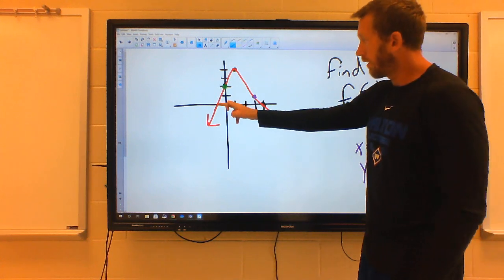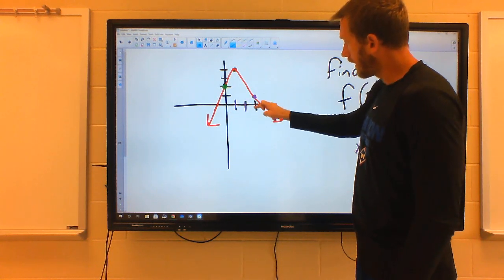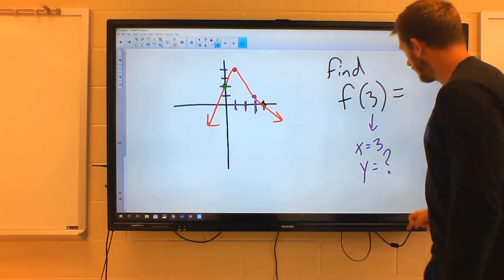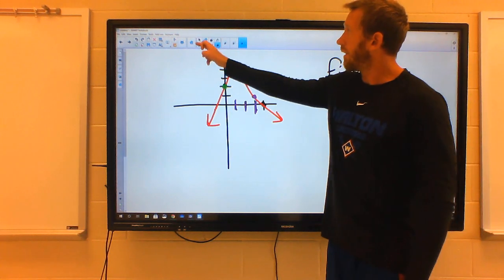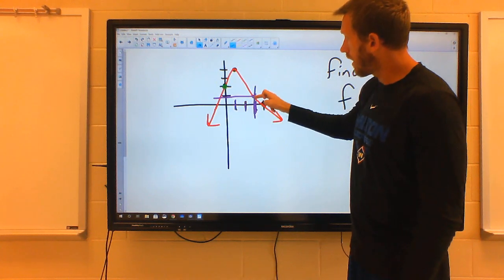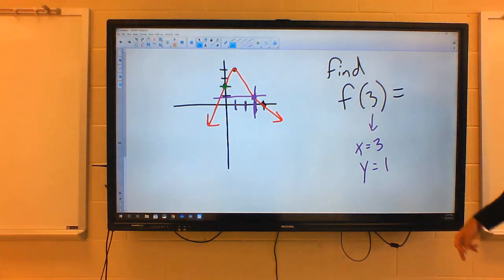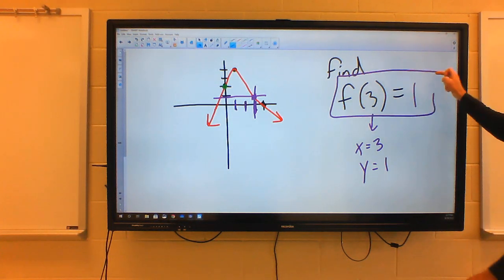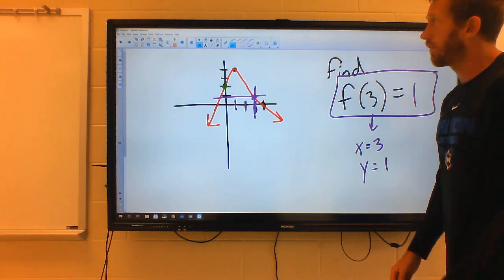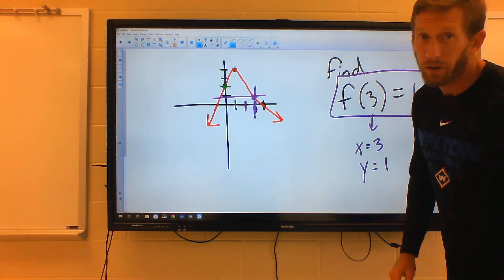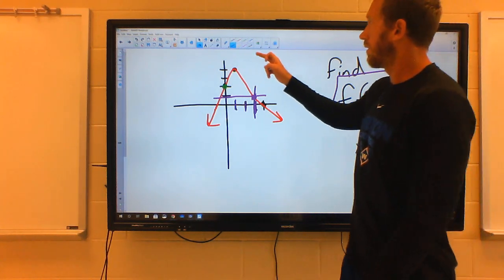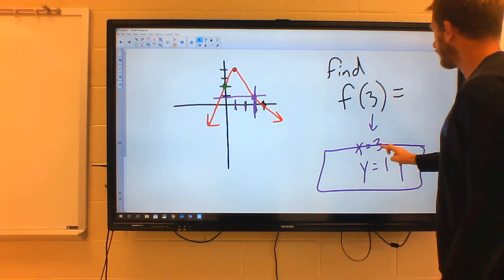So you're going to literally look on your graph, 1, 2, here is x equals 3. And then you're going to ask yourself, what is the height for that coordinate? The height is 1. So the answer is 1. f of 3 equals 1. If you rewind this YouTube video a little bit, you'll see that f of 3 equals 1 was one of the function notation ways that I wrote that coordinate anyways.